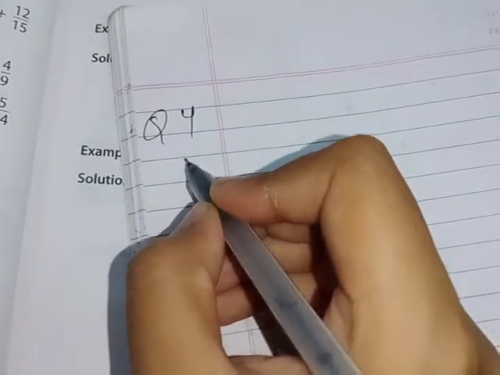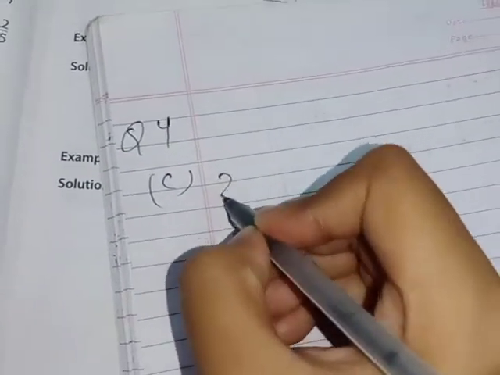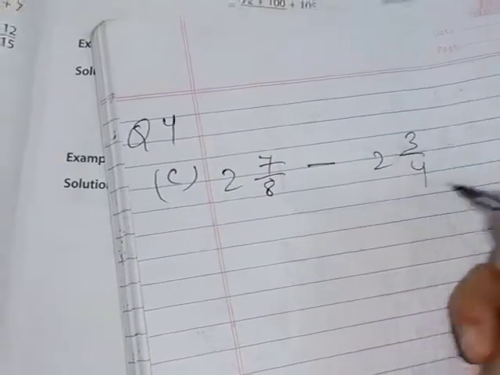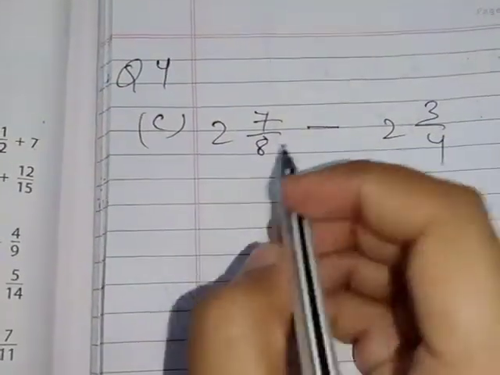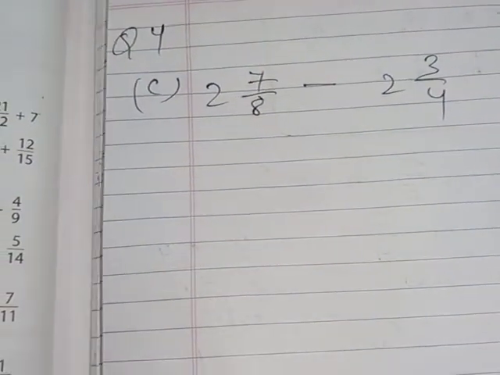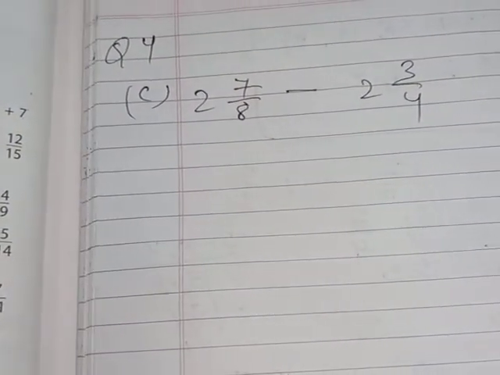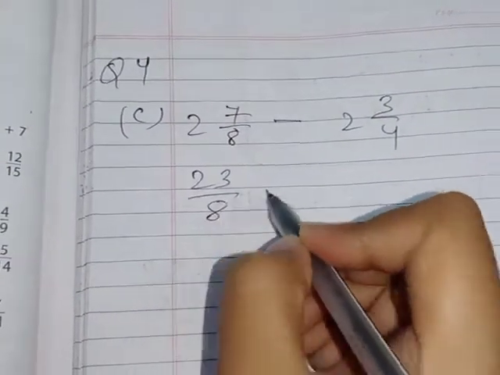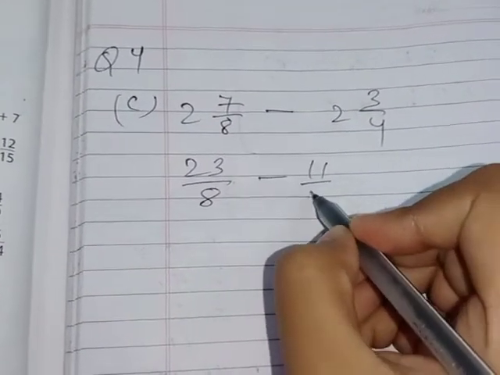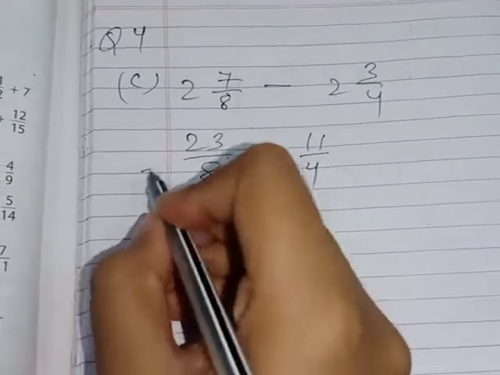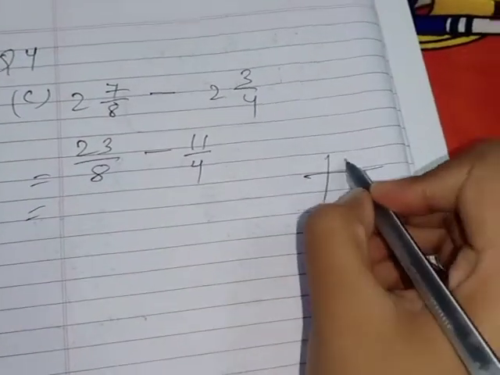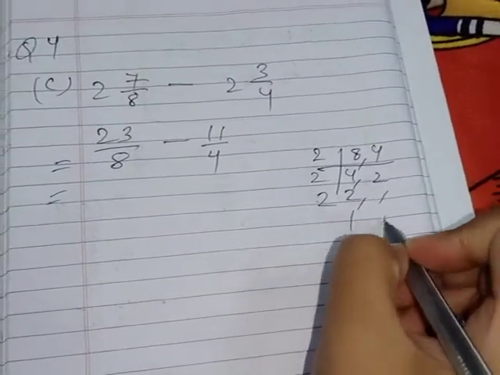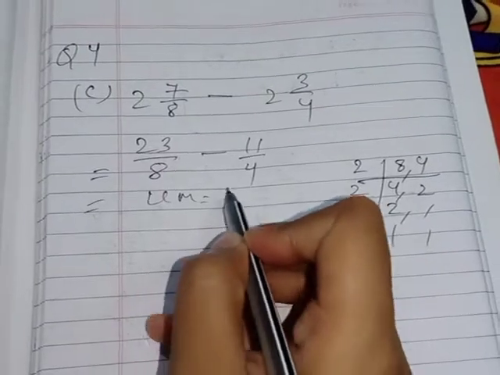Question 4, I'll explain to you. See, 2 whole 7 upon 8 minus 2 whole 3 upon 4. 8 2s are 16. 16 plus 7, 23 upon 8 we will get, minus 11 upon 4. We have the different denominators again. Therefore, we will find the LCM. LCM we will get here is 8.